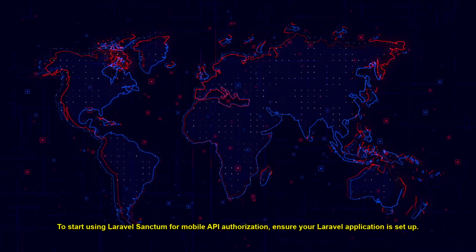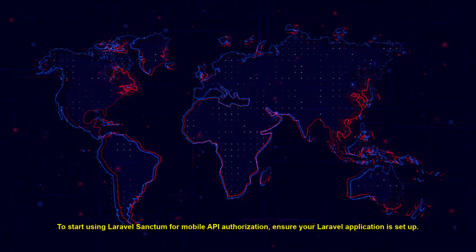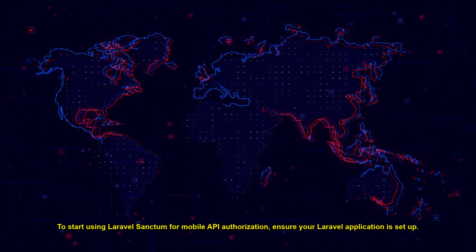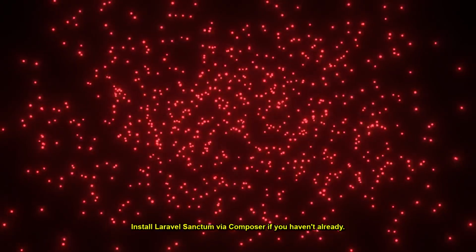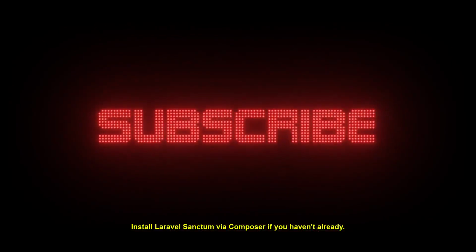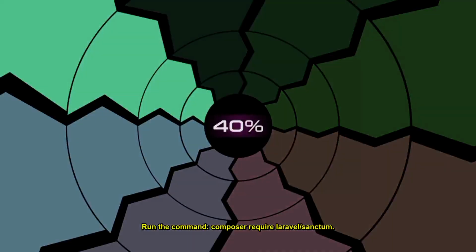To start using Laravel Sanctum for mobile API authorization, ensure your Laravel application is set up. Install Laravel Sanctum via Composer if you haven't already. Run the command, composer require laravel/sanctum.